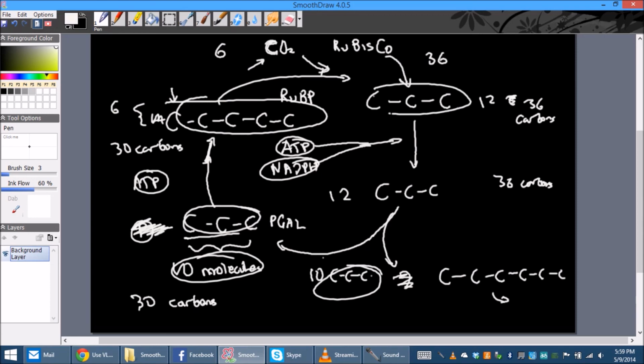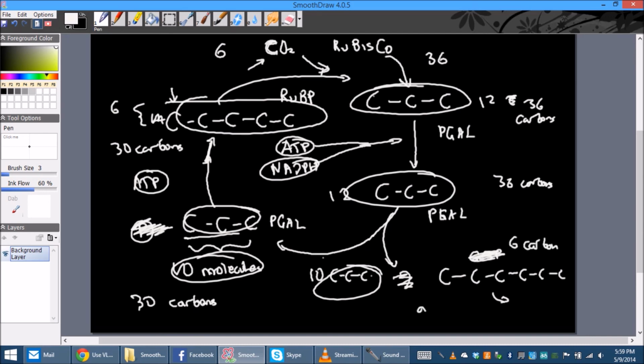And rubisco does this conversion into 12 3-carbon chains. These 12 3-carbon chains are called PGA, and this is again PGAL. And 2 of these PGAL molecules exit to form a G3P molecule. Just a minute, is that right? No, they combine to form this 6-carbon chain. It's called glucose 1-phosphate.